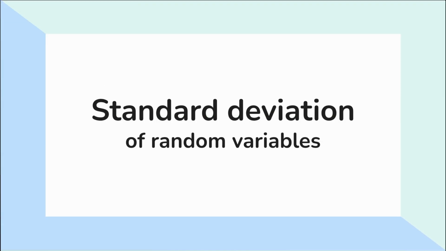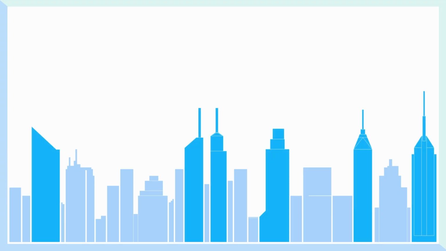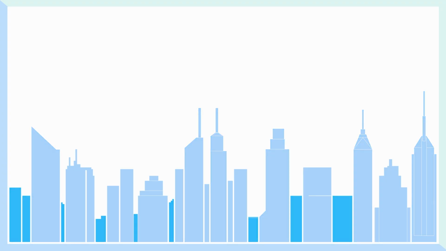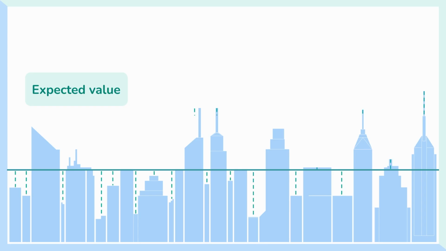Let's learn how to find the standard deviation of random variables. Think about the heights of all the buildings in a big city. Some buildings are very tall, while other buildings are short. If we pick a building at random, we could use the mean height to guess how tall it will be. This is called the expected value. Some buildings are very close to the mean height, while others are a lot shorter or a lot taller.